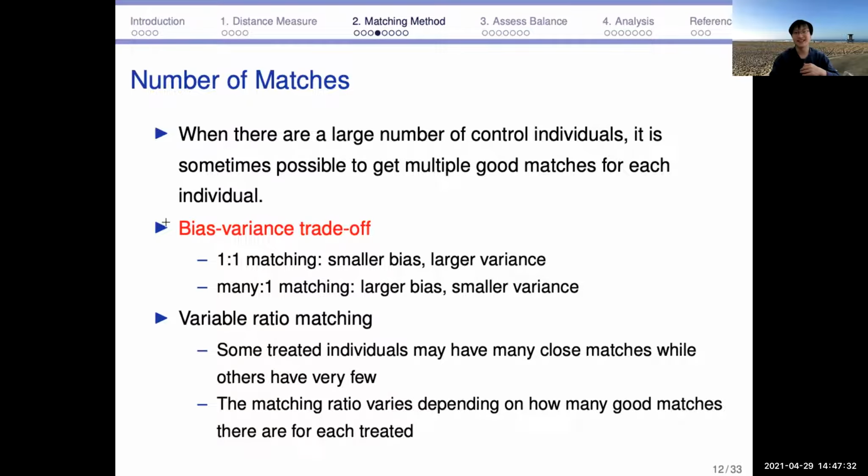Here, I did not intend to list the results. I messed up my presentation slides. But I'll still ask you. Here I said, 1-to-1 matching results in smaller bias, larger variance. Many-to-1 matching results in larger bias, smaller variance. So first, do you agree with it? And hopefully you do, but maybe you don't. And second, can you explain why these are the cases? Anyone want to speak up their opinion?